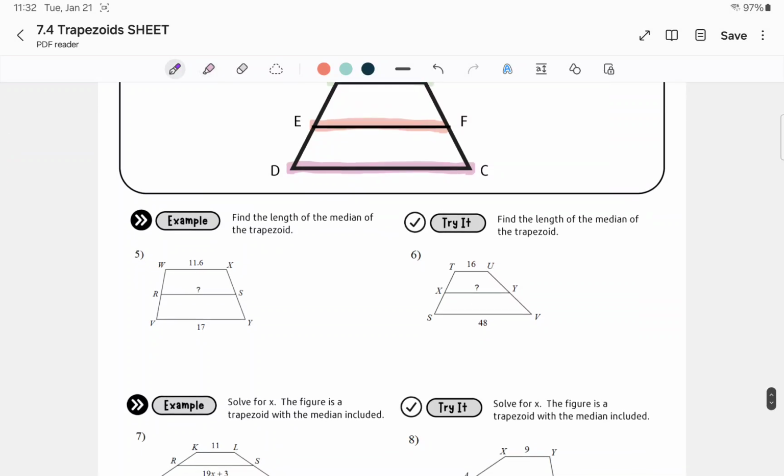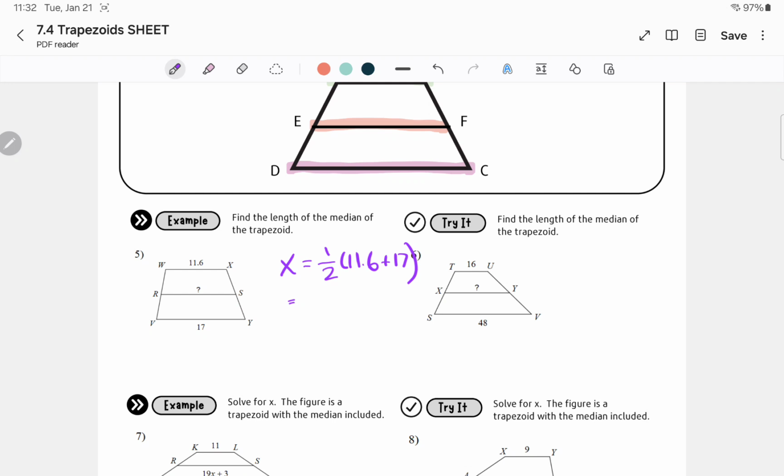So number 5, find the length of the median of the trapezoid. The median RS has a question mark. That's what we're trying to find. So let's set it up as our midpoint or our mid-segment. Let's call it X is going to be half the sum of the bases. This base here is 11.6 plus, because it's sum, and then the measure of this base is 17. So it's equal to half 11.6 plus 17.